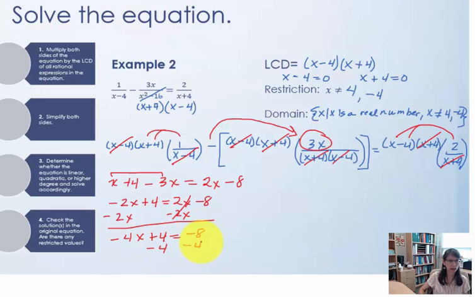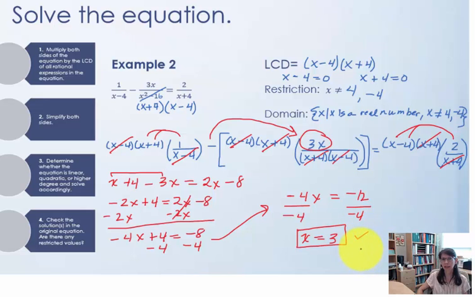Subtracting 4 from each side, that will leave me negative 4x equals negative 12. So I'll divide each side now by a negative 4 to solve for x. Negative 12 divided by negative 4 would make positive 3. Checking out our restrictions. Positive 4 and negative 4 are the restricted values. We don't have either of those values, so we get to keep our one solution, x equals 3.